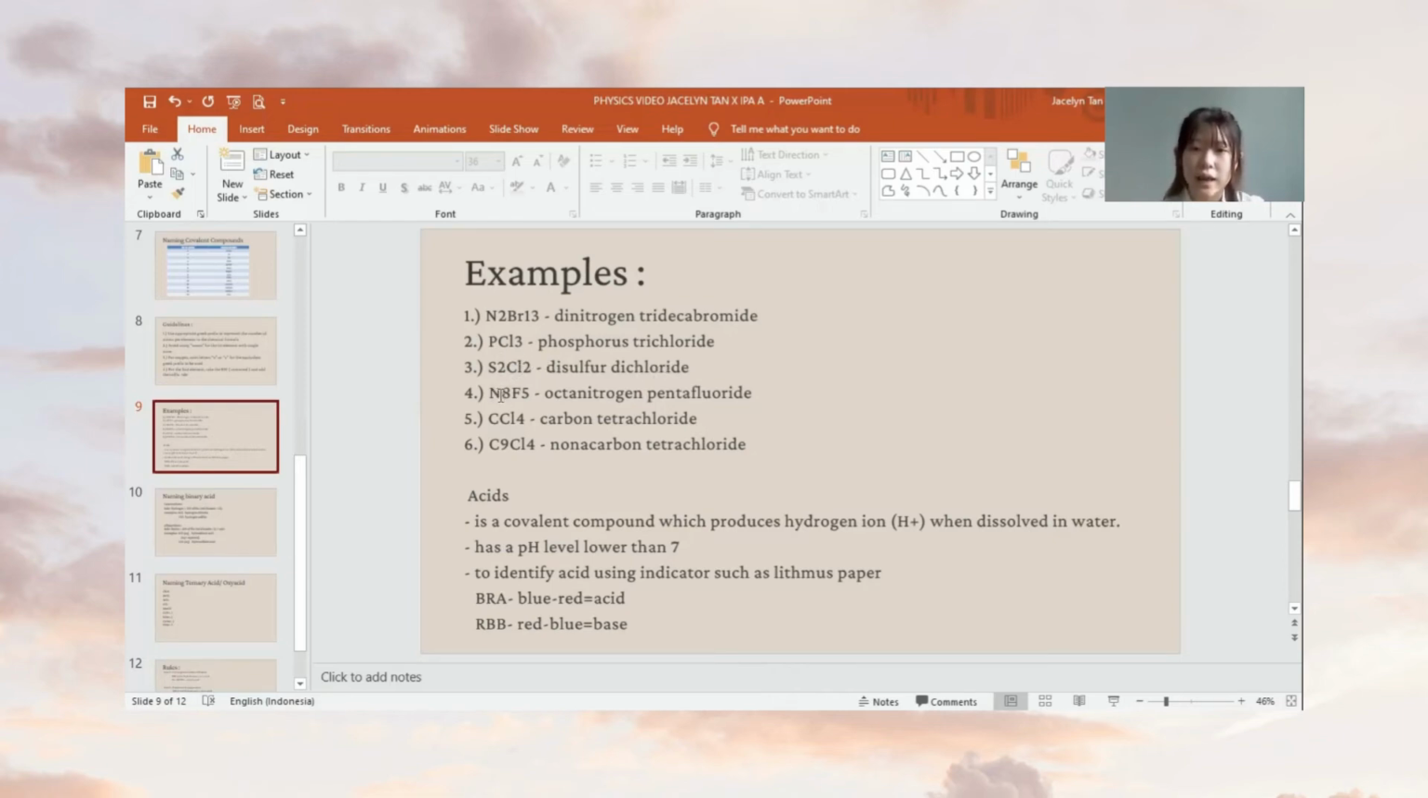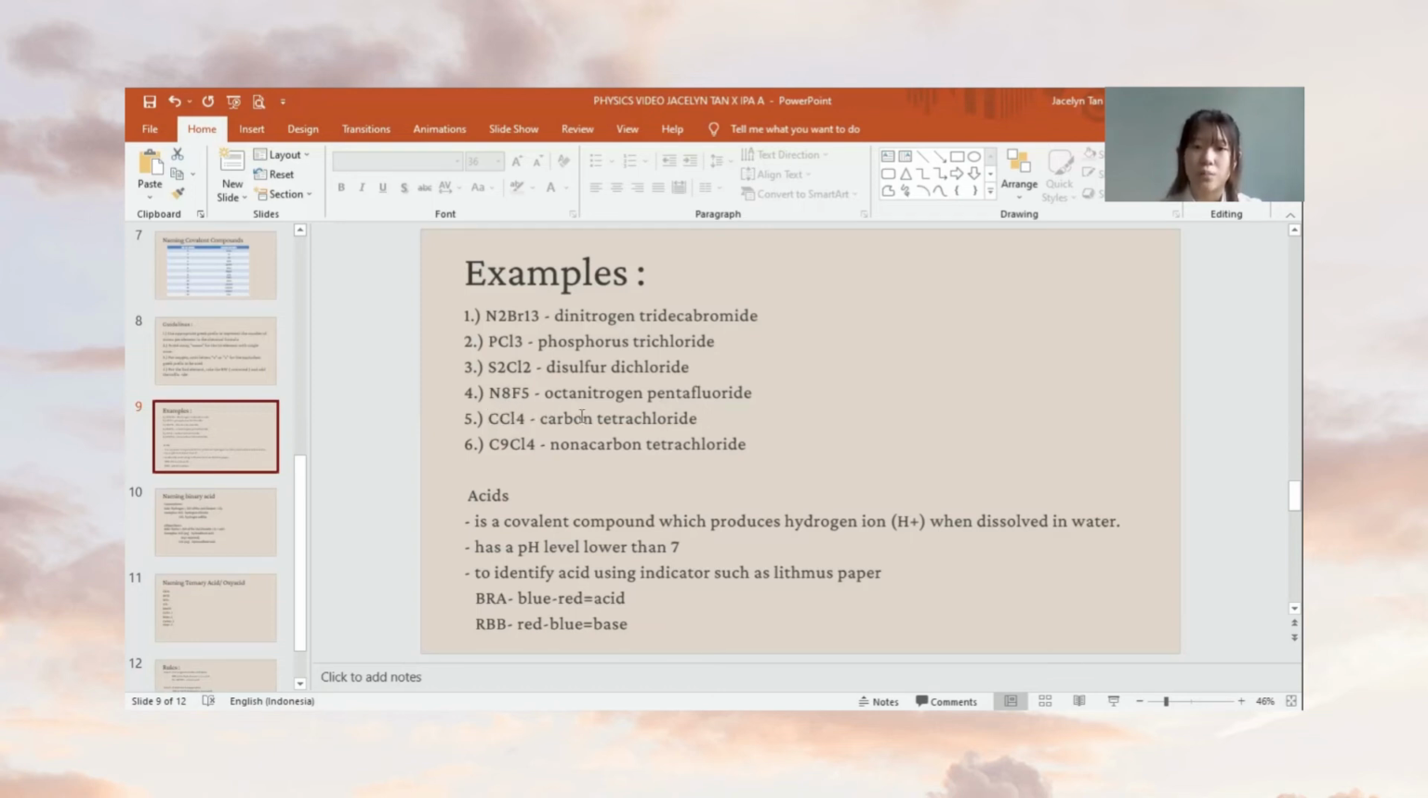So next, N8F5. 8 we use octa, N we use nitrogen. N is nitrogen, so octa nitrogen. 5 we use penta, and F is fluor plus IDE, fluoride. So octanitrogen pentafluoride. Number 5, CCl4.